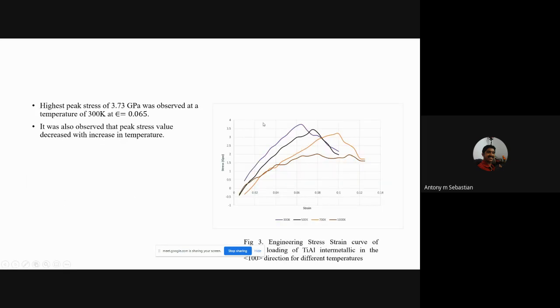And now with the increase in temperature, you can see from the curves that I've shown a 300 Kelvin curve, 500 Kelvin, 700 Kelvin and 1000 Kelvin curves. From these four curves, you can understand that the plastic region or ductility has improved, but along with that, the peak stress value has decreased, and the value of the strain at which the peak stress value is observed has also increased. So the ductility has improved with the temperature, but the peak stress value has decreased. That was the observation you can make from the difference in temperature values. That's the influence of temperature and the influence of strain rate for you.